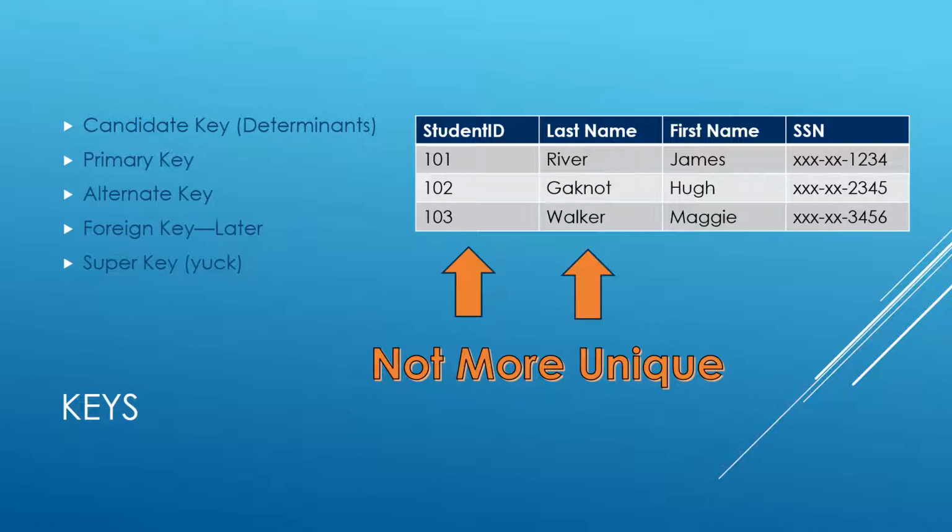Therefore, student ID alone determines uniqueness and is a candidate key, so we do not add last name or any other attribute. We will discuss foreign keys later in more detail. For now, just know that a foreign key is an attribute in this table that is the primary key of another table. Now, the author of the textbook discusses the term superkey.